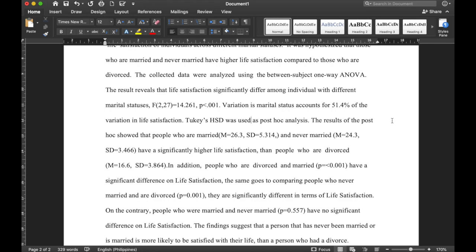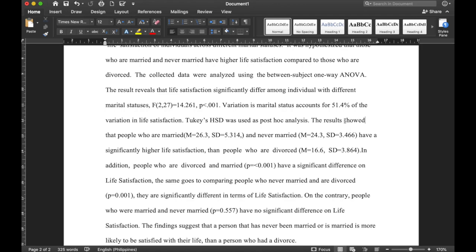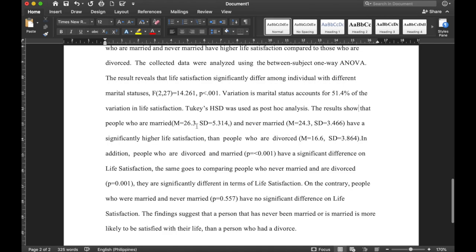And then the result of the post hoc, we already said post hoc here, so to avoid redundancy, the results show that people who are married and never married, and then right beside married and never married, their respective descriptives, mean and standard deviation, have a significantly higher life satisfaction, no need for a comma, than people who are divorced. And then this is the descriptives. All right, so this is good.